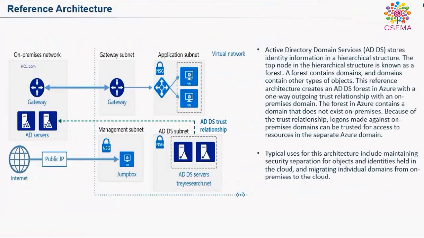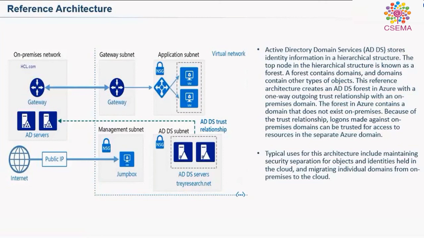So the reference architecture for this: you can see the Active Directory Domain Services stores the identity information, like you all know, in a hierarchical structure. The top node in the hierarchical structure is known as the forest. A forest contains domains, and domains contain other types of objects. So this reference architecture creates an ADDS forest in Azure with a one-way outgoing trust with the on-premise domain. The forest in Azure contains a domain trust that does not exist on-premise.